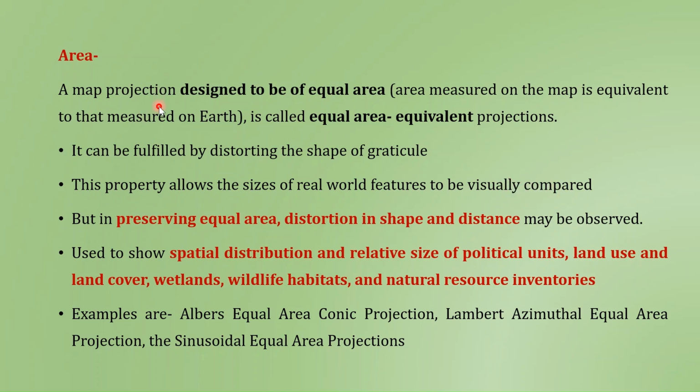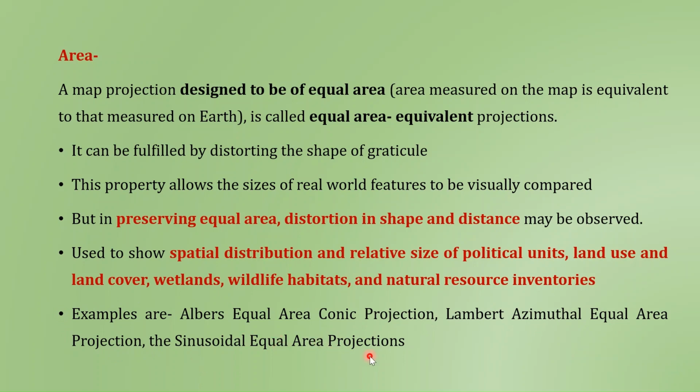So these types of maps are used to show the spatial distribution and the relative size of the political units, land use and land cover, wetlands, wildlife habitats and natural resource inventories. Some of the examples of these types of projections are Albers equal area conic projection, Lambert azimuthal equal area projection, and the sinusoidal equal area projection.